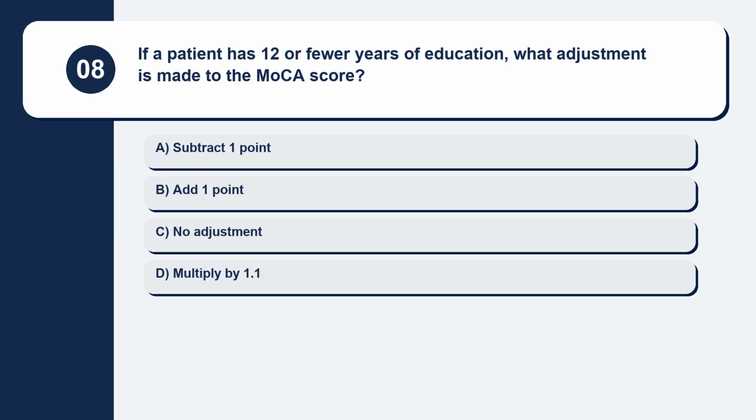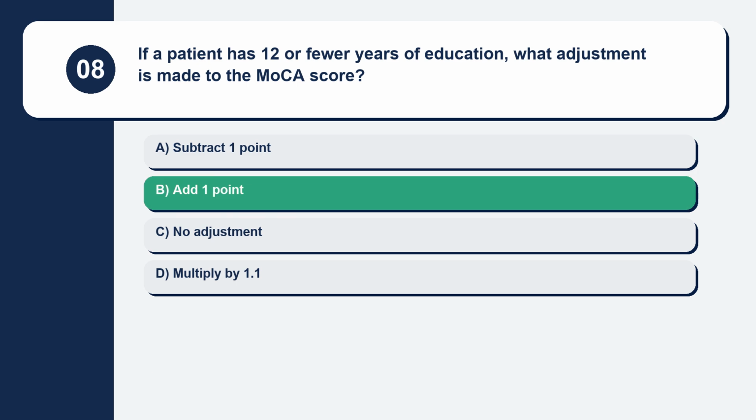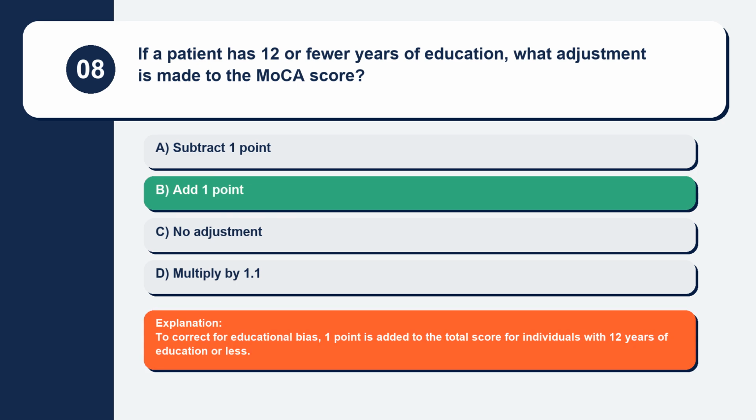Question 8. If a patient has 12 or fewer years of education, what adjustment is made to the MoCA score? Subtract 1 point. Add 1 point. No adjustment. Multiply by 1.1. To correct for educational bias, 1 point is added to the total score for individuals with 12 years of education or less.